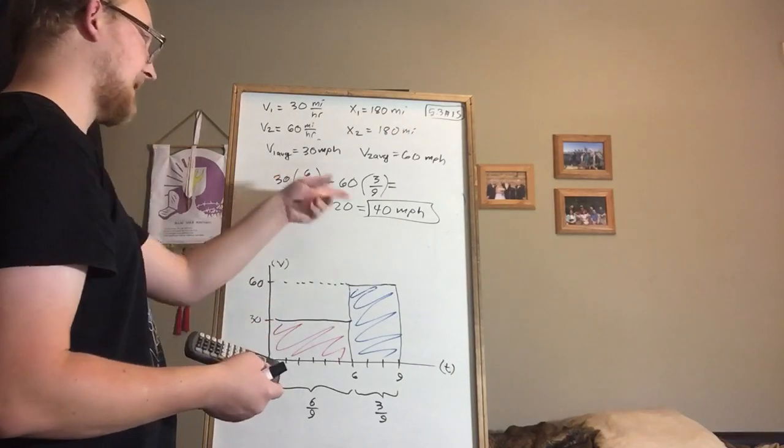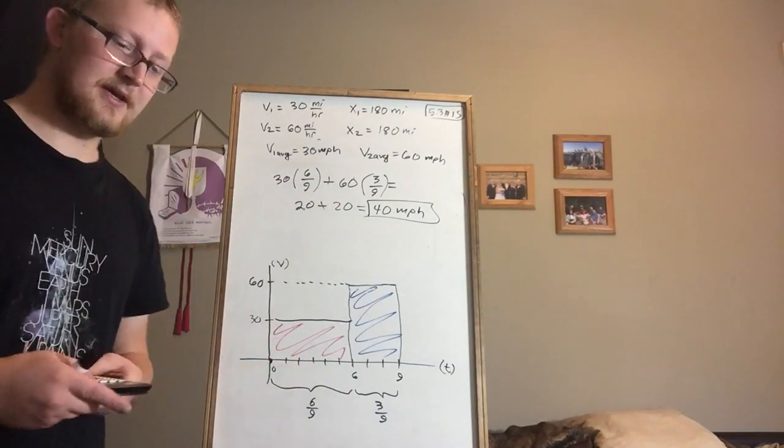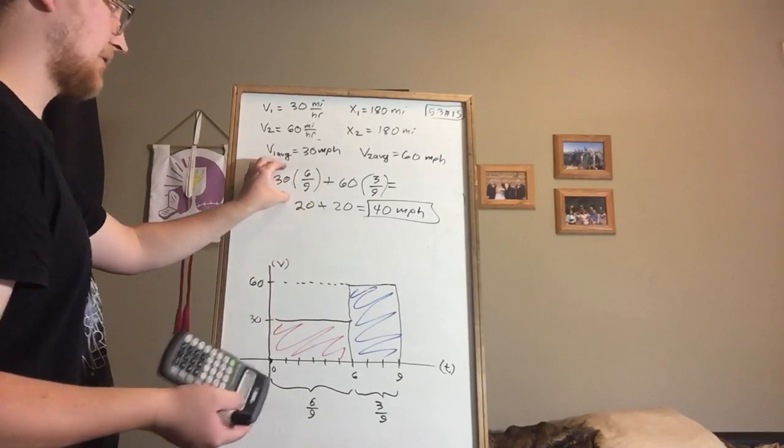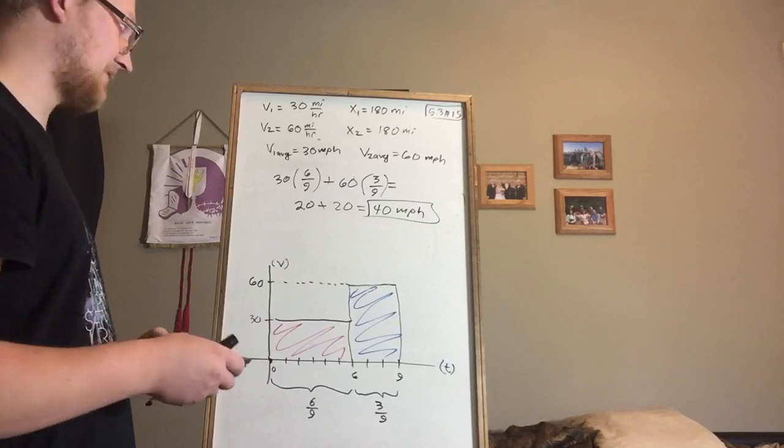And so that's how we figure out the weightings, instead of just adding them together and dividing by 2, because they represent different quantities of the trip, and so we have to take that into account.